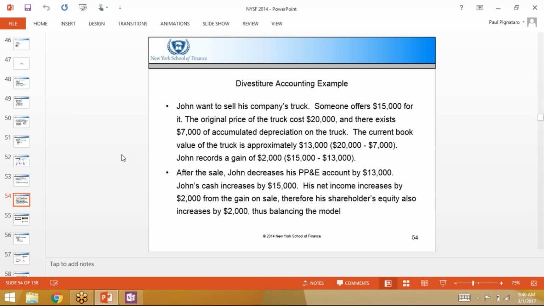Somebody puts out an offer. We want to sell it. Somebody offers us $15,000 for it. So we have a truck that's worth $13,000, and somebody gives us $15,000 for it. What happens to that difference? How does the accounting work? Do you have any ideas how the accounting works?